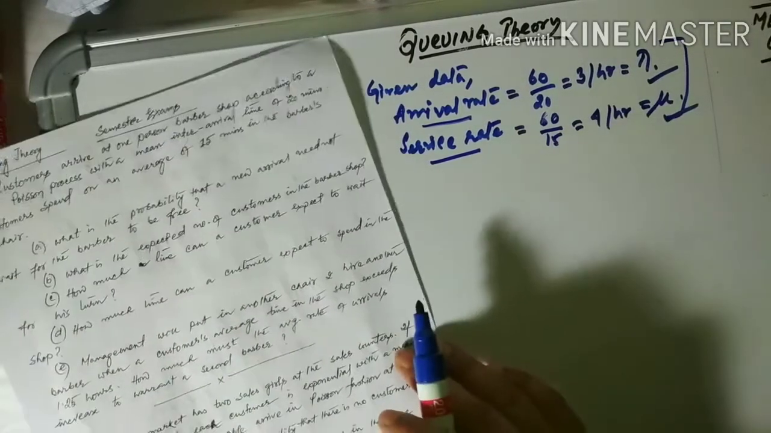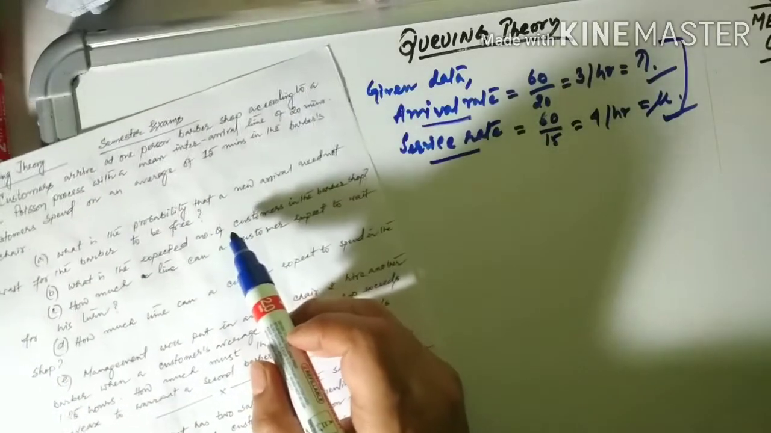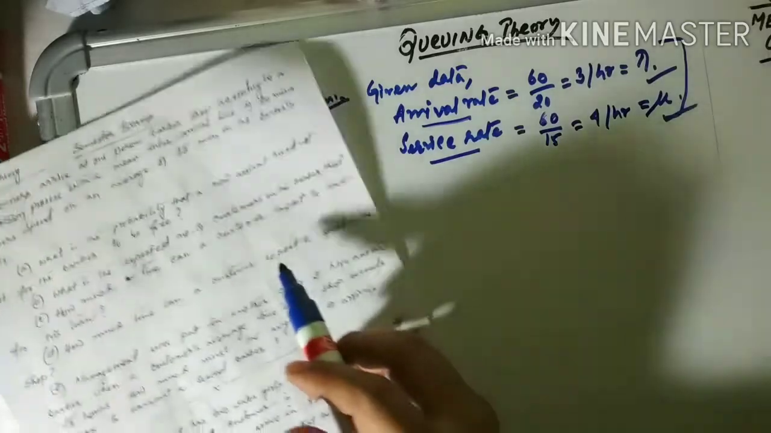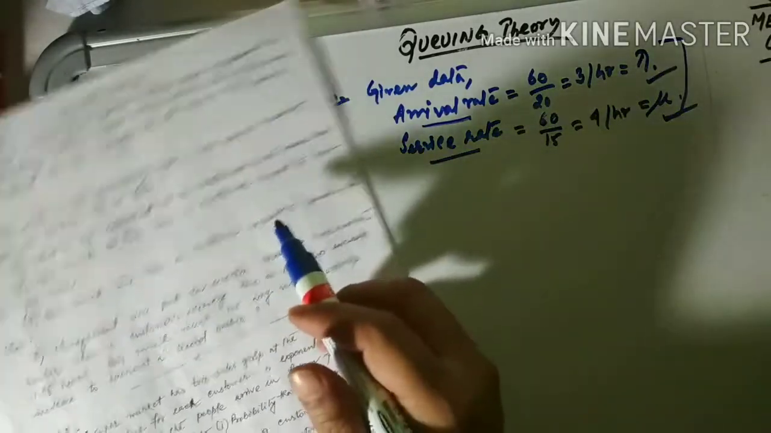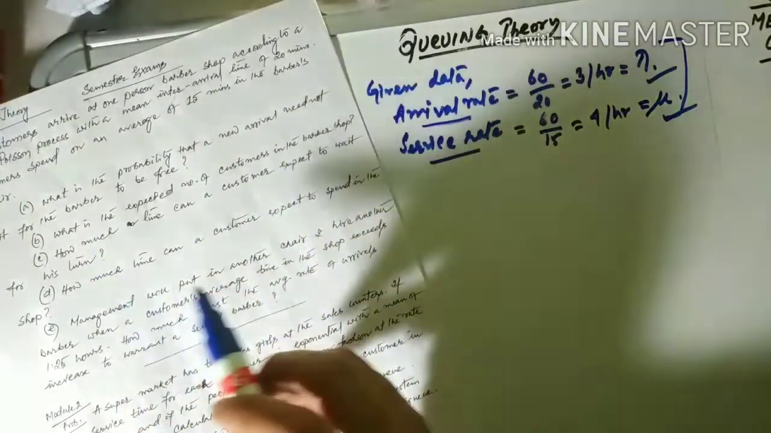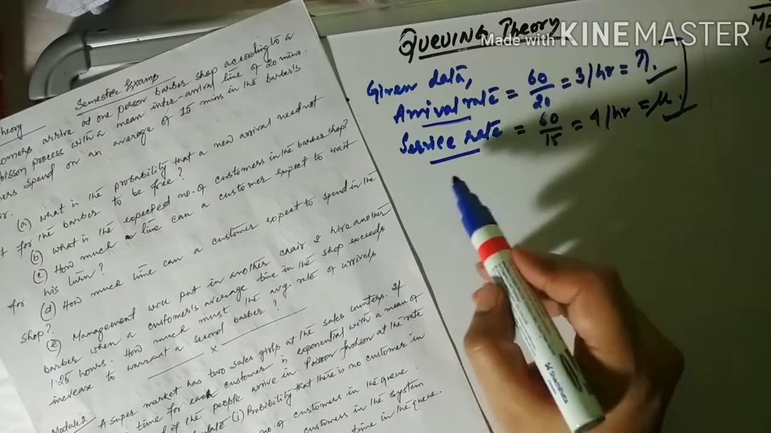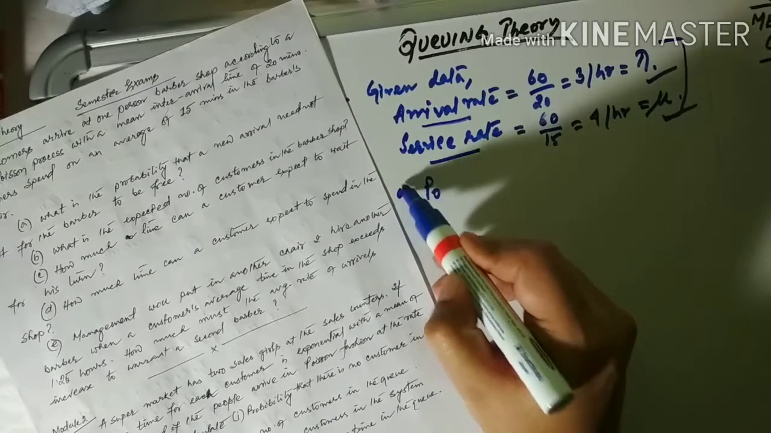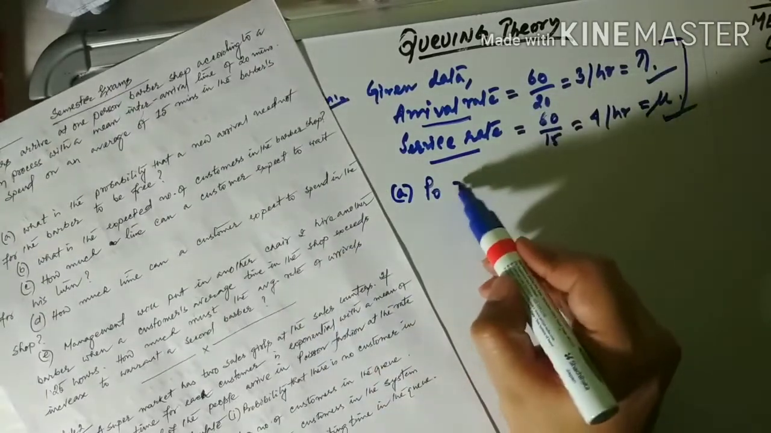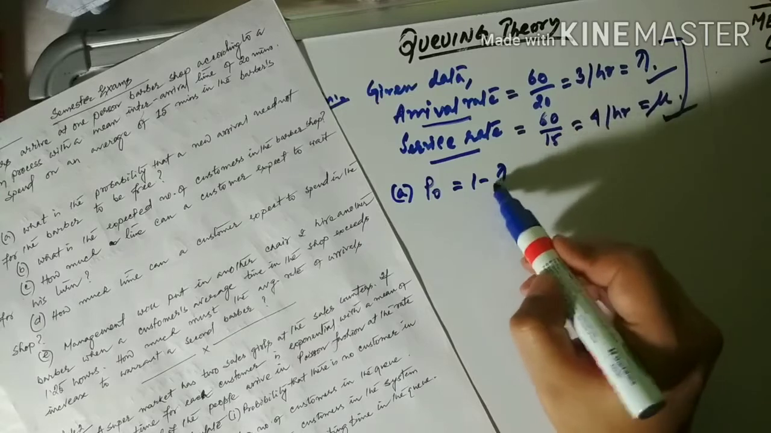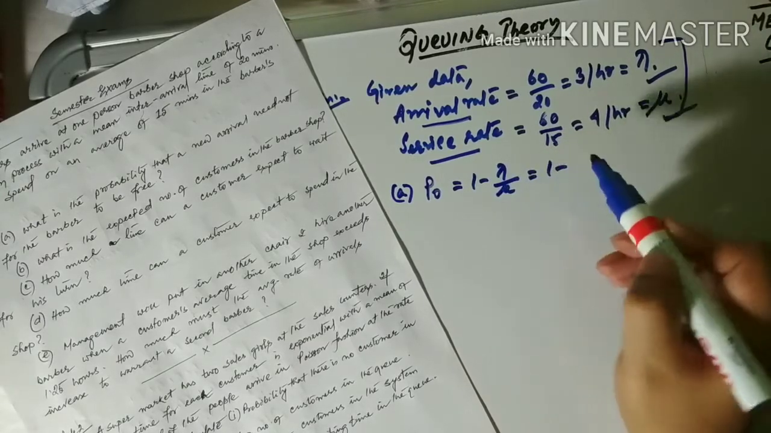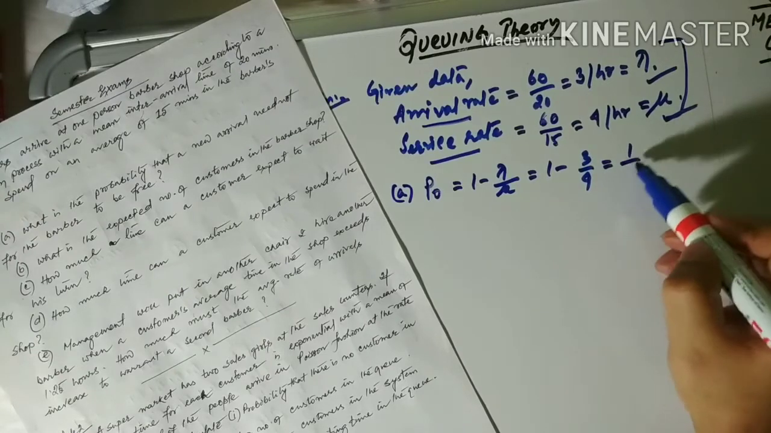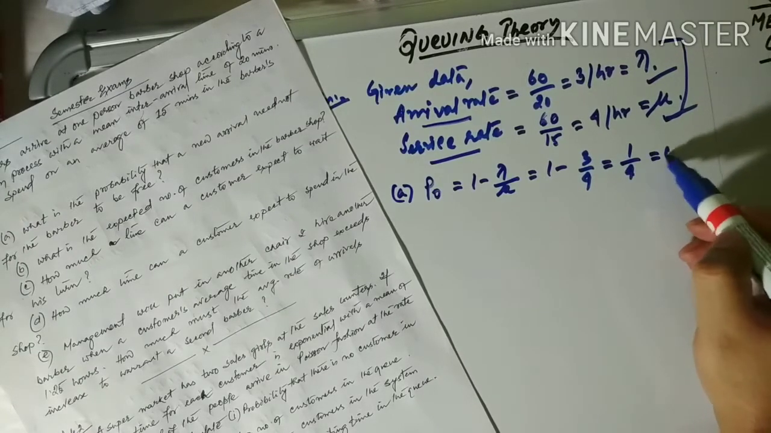Now next it says, what is the probability that a new arrival need not wait for the barber to be free. We have to find the probability. A simple formula. A new arrival need not wait, that is the P0 case. P0 is a formula we already know: 1 minus lambda by mu, equal to 1 minus 3 by 4. That gives you 1 by 4, which is equal to 0.25.